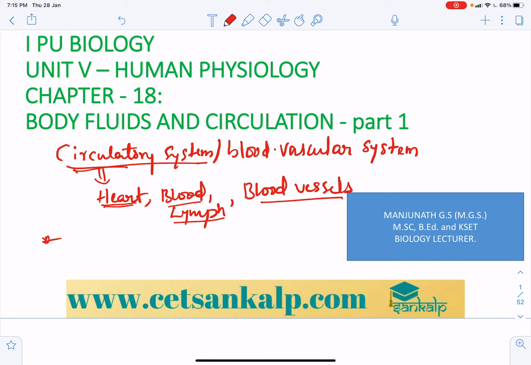Before going to take up the complete human circulatory system, we can know some of the important things in the lower organisms, how this will be, and what types of circulation there are. How we can classify the circulation into different types.